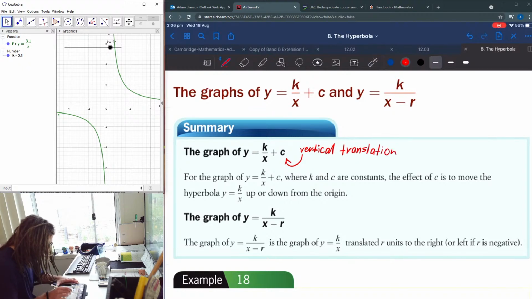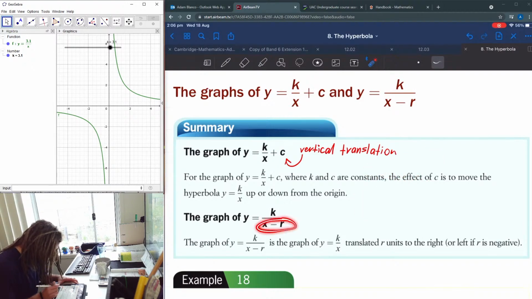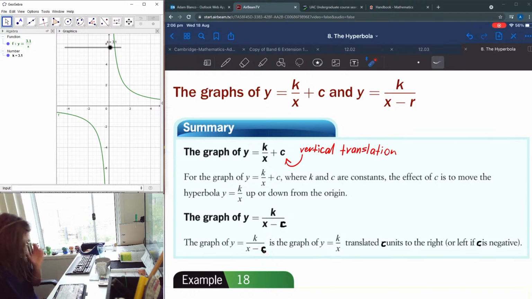And remember when we had our y equals x minus c squared or something like that? Remember how I was replacing the x with x minus c? It's the same thing here. I'm replacing my x with x minus, now they use r, I'm going to change that to a c. That's translated c units to the right. Okay. So again, it's the opposite. So the minus c moves to the right, even though that's in the positive direction. So it's a little bit confusing in that regard, but it's the same thing.